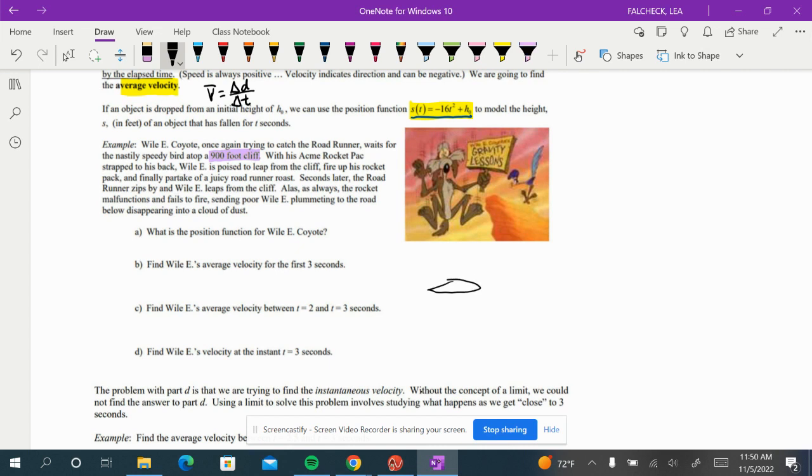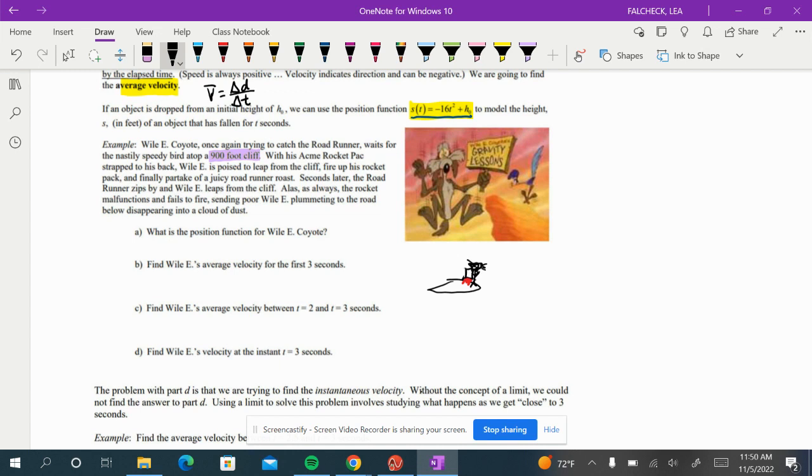So we have Wile E. Coyote, and he's standing here, and he's got his little jetpack on. He's ready to go, and he's so excited. This looks like a human being and not a coyote, so let's give him a little bit more of a coyote face. Okay, now he looks like an alien. Whatever.